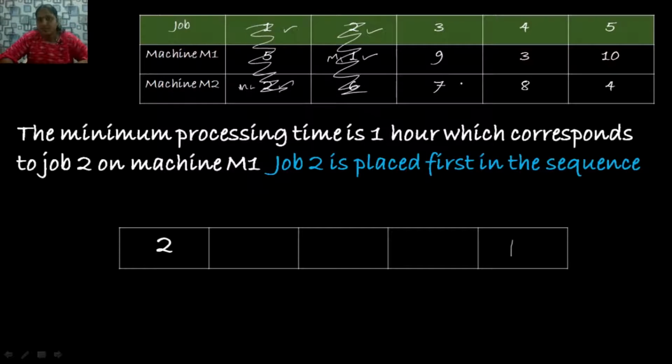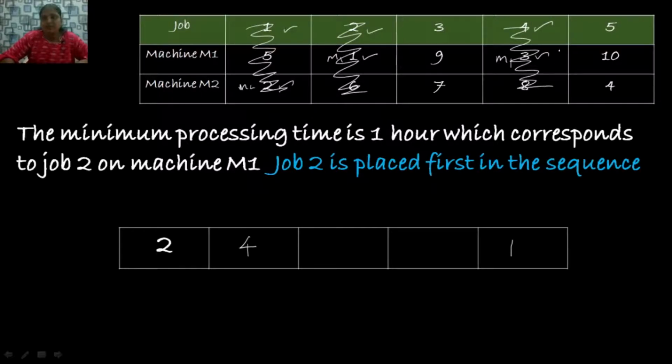Next, find the minimum processing time. Here 3 hours is the minimum processing time. This corresponds to job 4 on machine M1. So if it is on machine M1, then definitely you have to process job 4 next to first in the sequence. Then you delete this job.